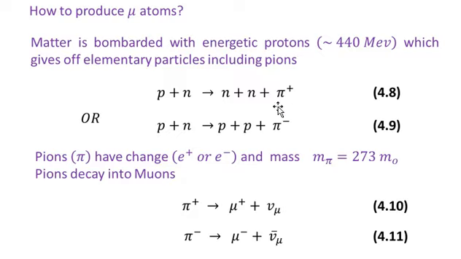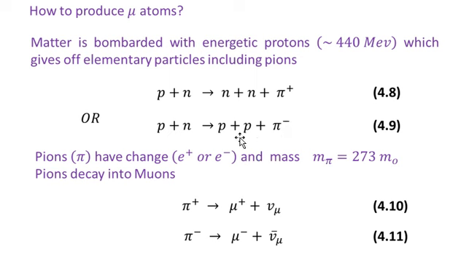You know that this emission of a positive pion, having a positive charge equal to that of the positron, will satisfy the conservation of charge on both sides of this equation. The second possibility is that this energetic proton, having energy of the order of 440 million electron volts, when it collides with a neutron in the matter, converts that neutron into a proton. So we have two protons on the right hand side of equation number 4.9, with the emission of a negative pion. This negative pion has the same charge as that of the electron.